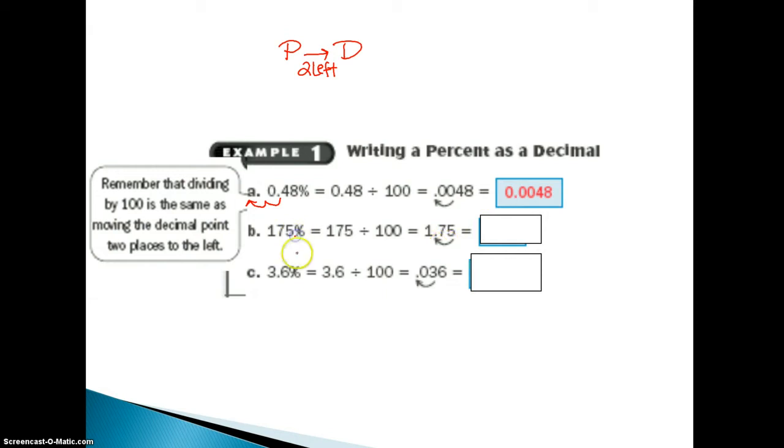175%, the decimal point is at the end, so you move it 2 spaces, 1, 2, and you have 1.75. 3.6%, move it 1, 2, add the 0, you have 0.036, 36 thousandths.